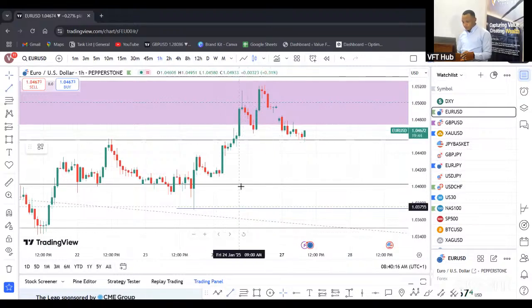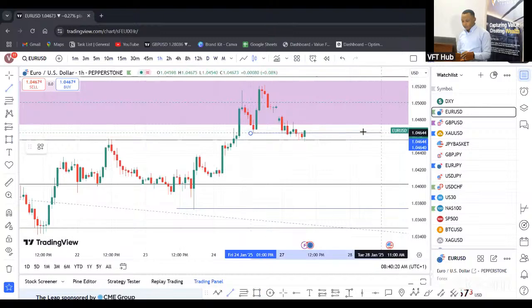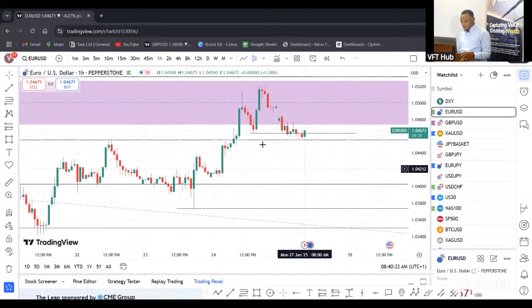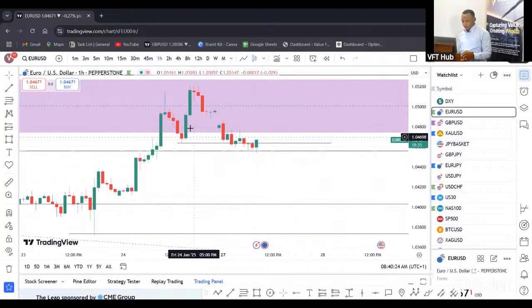But then one thing is staring me in the eye, which is on the 1 hour time frame. We're seeing a break of structure right here on the 1 hour time frame. Price has taken out this low and then closed below it. So we could see some signs of sell.